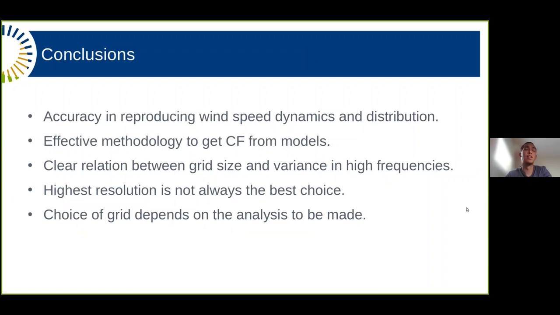So, the conclusions that we get from this study are that the models were able to reproduce with accuracy wind speed dynamics and its distribution. We were able to develop an effective methodology to derive capacity factor from wind speed time series. So from the models' wind speeds, we were able to produce capacity factor time series which are very close to real power production.